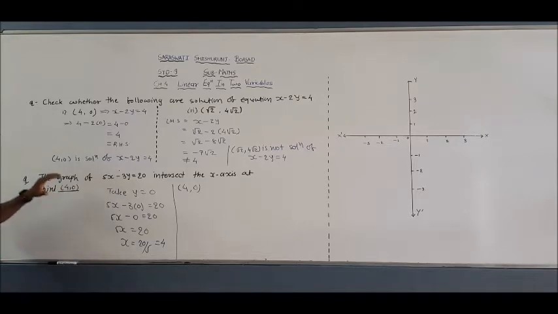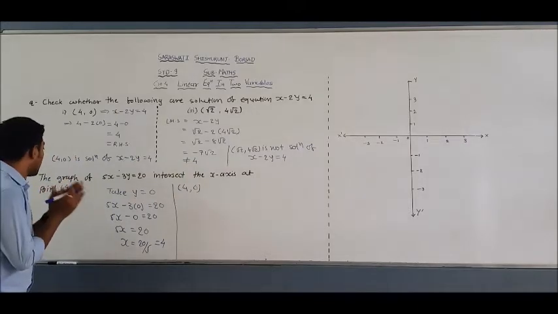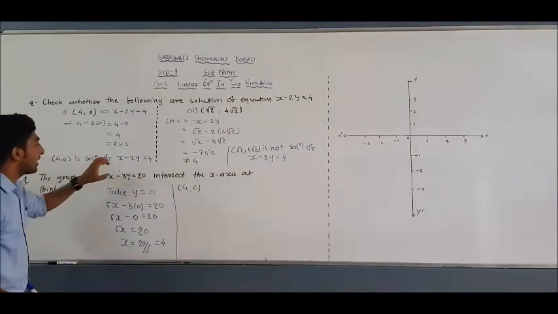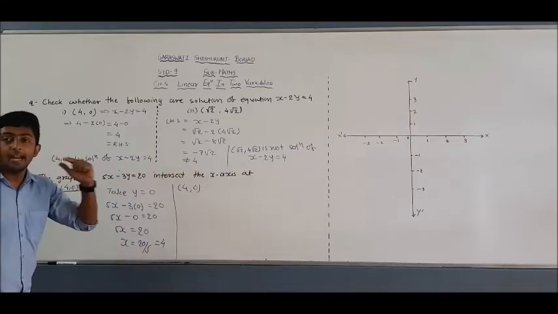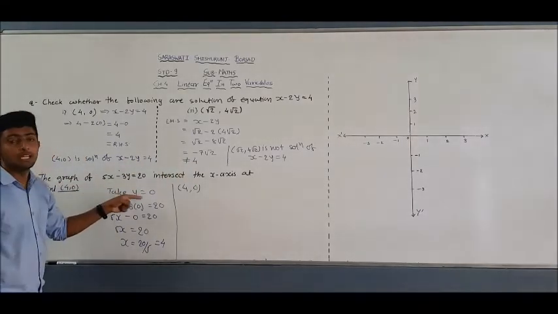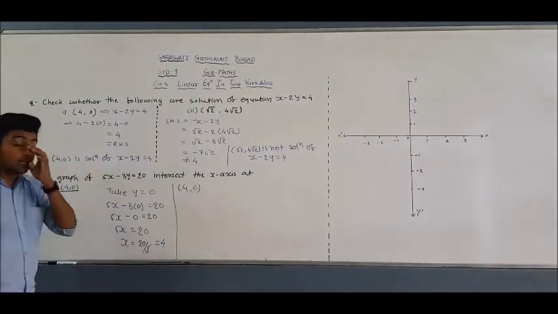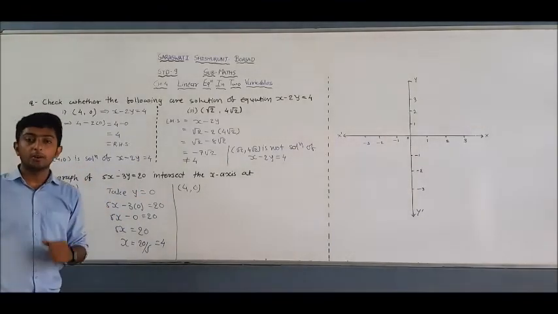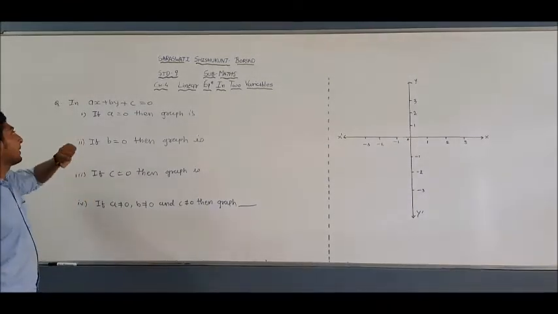So that is the way you have to find where the graph of 5x minus 3y equal to 20 intersects. If you are asked in the exam that the graph of 5x minus 3y equal to 20 intersects the y-axis at point blank, that time you have to take x equal to 0 and find the value of y. So this is the question. Let us discuss another question. Let us discuss a graph related question.